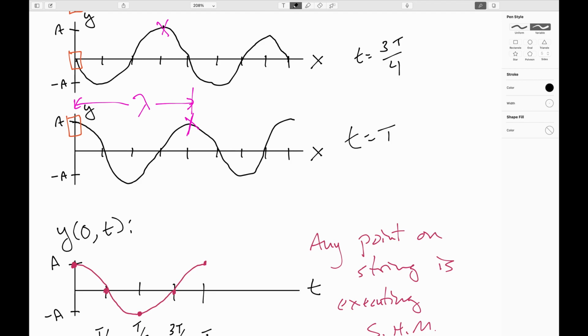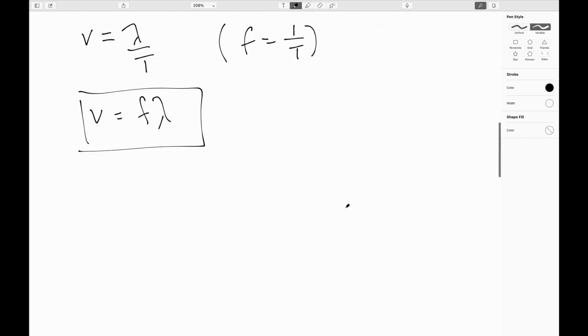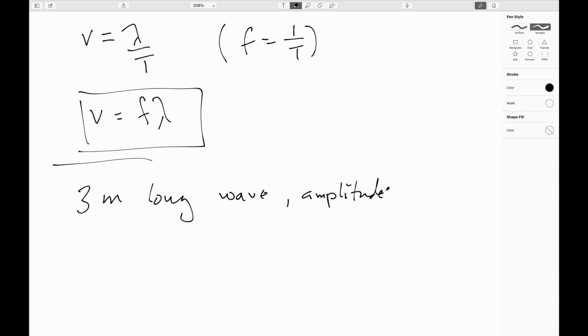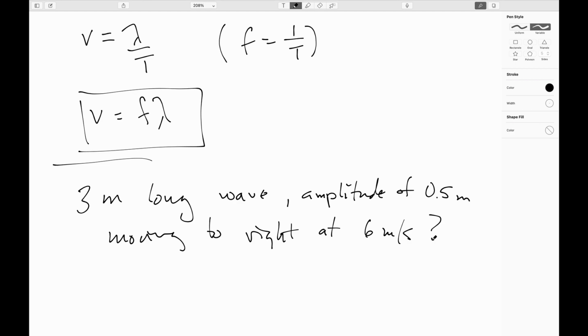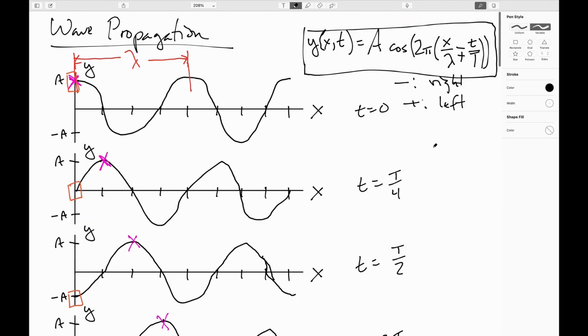So okay, let's just try to get practical about this for a second. Let's say you had a 3-meter long wave, and let's say that it had an amplitude of 0.5 meter, and it was moving to the right at 6 meters per second. How would I write this function here to represent that?